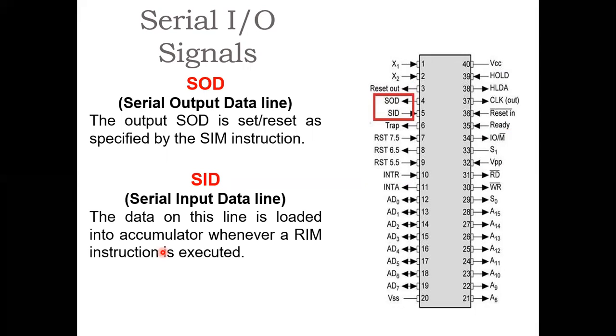The serial output data line is set or reset as specified by the SIM instruction, that is the output of SOD. The data on the serial input line is loaded into the accumulator whenever a RIM instruction is executed. Okay, SIM and RIM we can show like that.